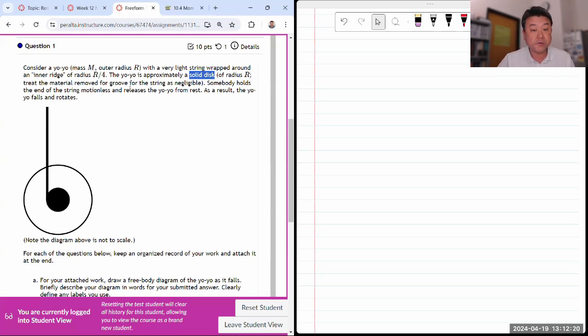Treat the material as negligible, good. Somebody holds the end of the string motionless, good. So I think energy will be conserved. Release from rest. Yo-yo falls and rotates. Okay.